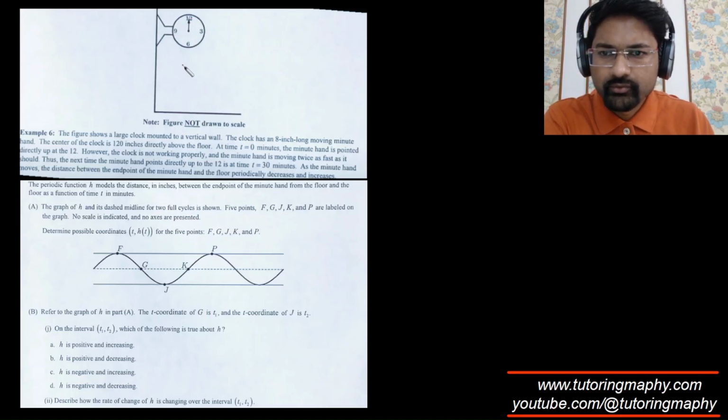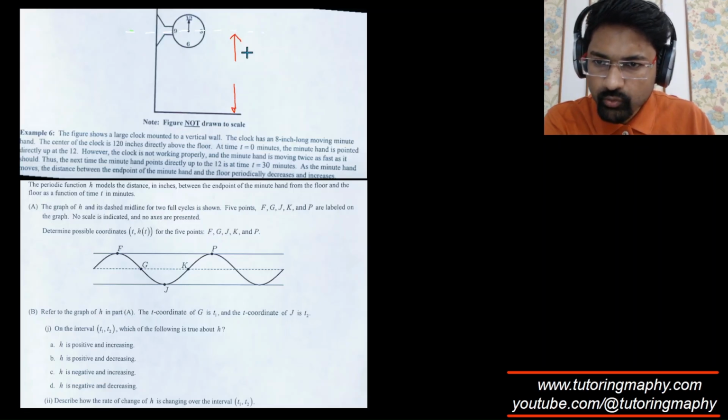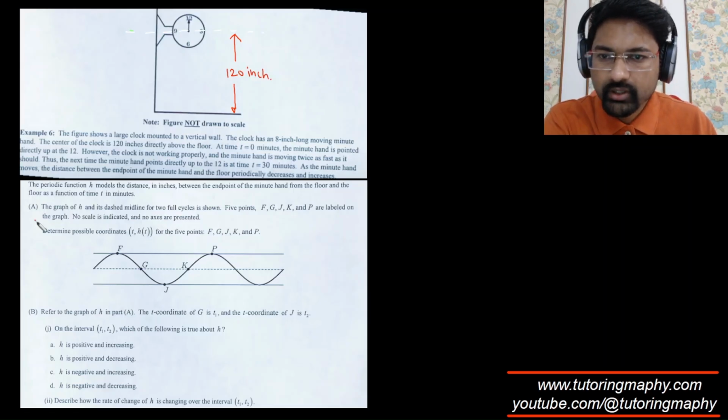It's about a wall clock, of course, as we can see. The figure shows a large clock mounted to a vertical wall, and the clock has an 8-inch long moving minute hand, and the center of the clock is 120 inches directly above the floor. I would prefer to annotate as I read. The center of the clock is exactly 120 inches from the floor. And at time t equals 0, the minute hand is pointed directly up at the 12 o'clock.